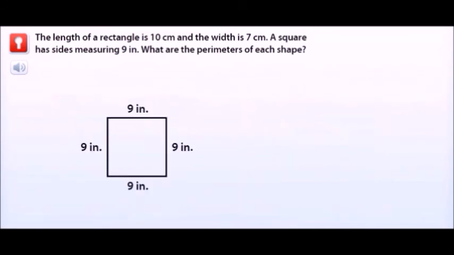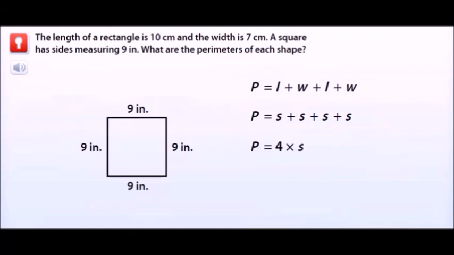Now let's find the perimeter of a square. The perimeter P is equal to the length plus the width plus the length plus the width. This can be simplified into S plus S plus S plus S, since all of the sides of a square are equal. Simplifying again, the perimeter is equal to 4 times the length of one side.